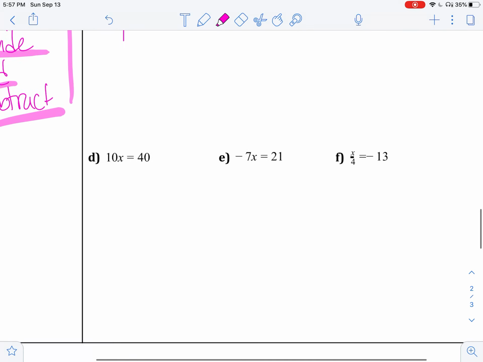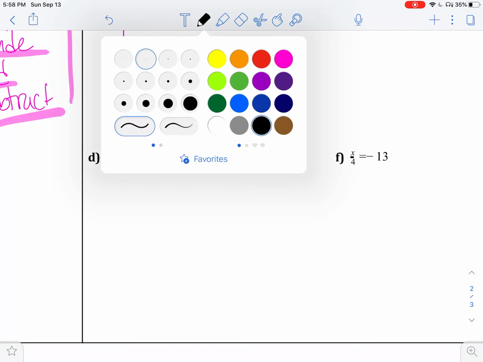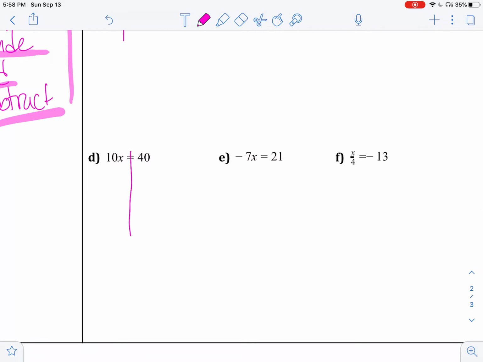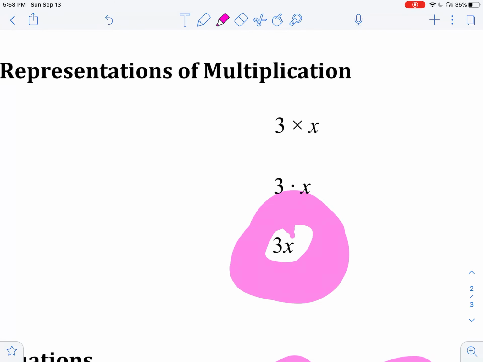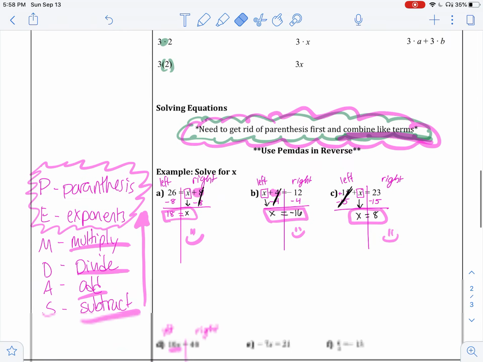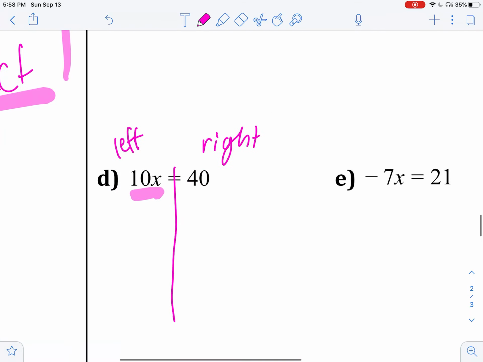All right, let's look at example D because these are a little bit different. It's going to start off the same with me splitting my equation up into the left side and the right side. But what you should see now is that I have a number directly attached to a variable with nothing in between. I have no plus sign and no minus sign in between. I just have a number attached to a variable. This means multiplication, right? So 10x equals 40 really just means 10 times x equals 40.